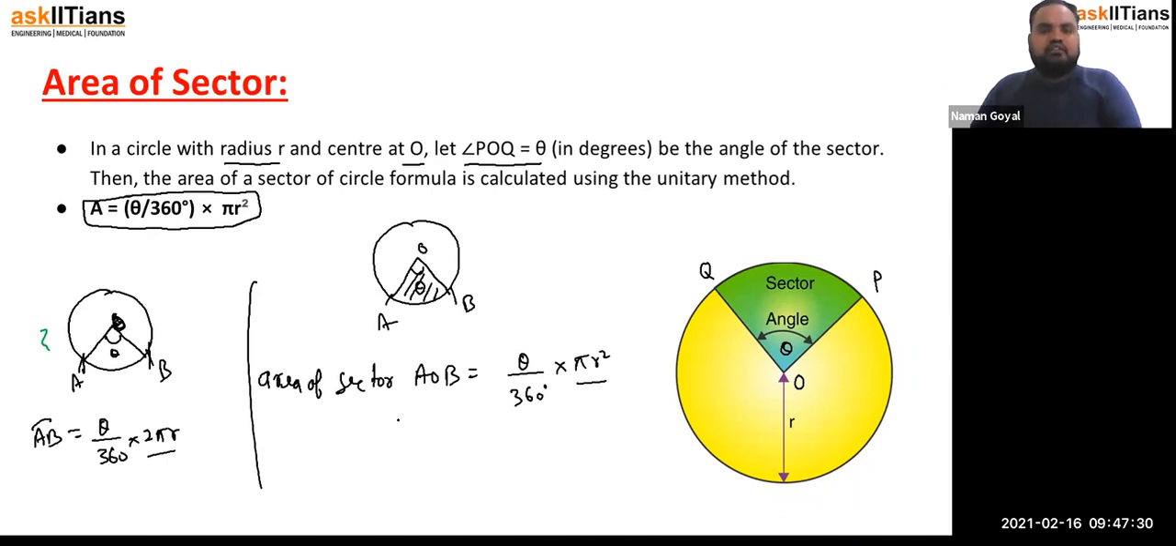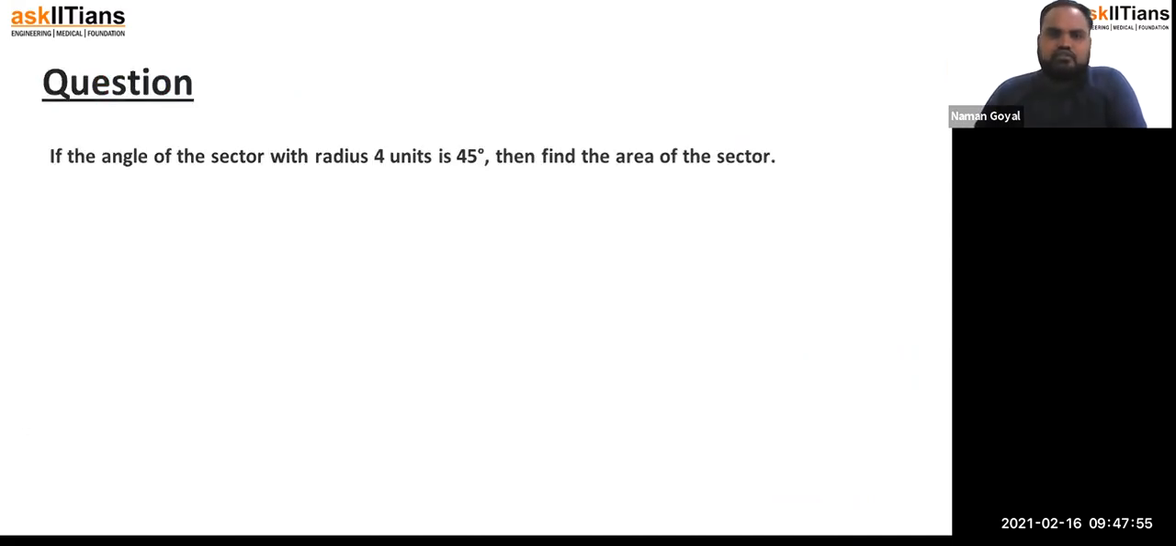So that's why in the formula of area we use pi r square, and in the formula of length of arc we use 2 pi r, because that area is with respect to the area of the complete circle, and the length of that arc is with respect to the circumference of that circle. Are you getting my point? Okay. Now there is a question.